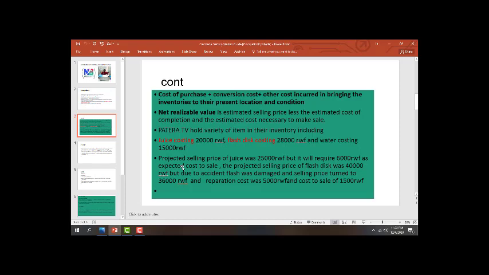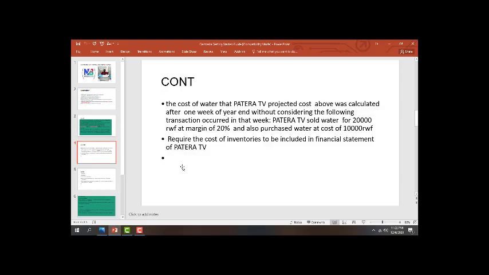The projected selling price of flash disk was 40,100 francs, but due to an accident, the flash was damaged and the selling price turned to 46,200 francs, and the repair cost was 5,200 francs and cost to sell of 1,500 francs.